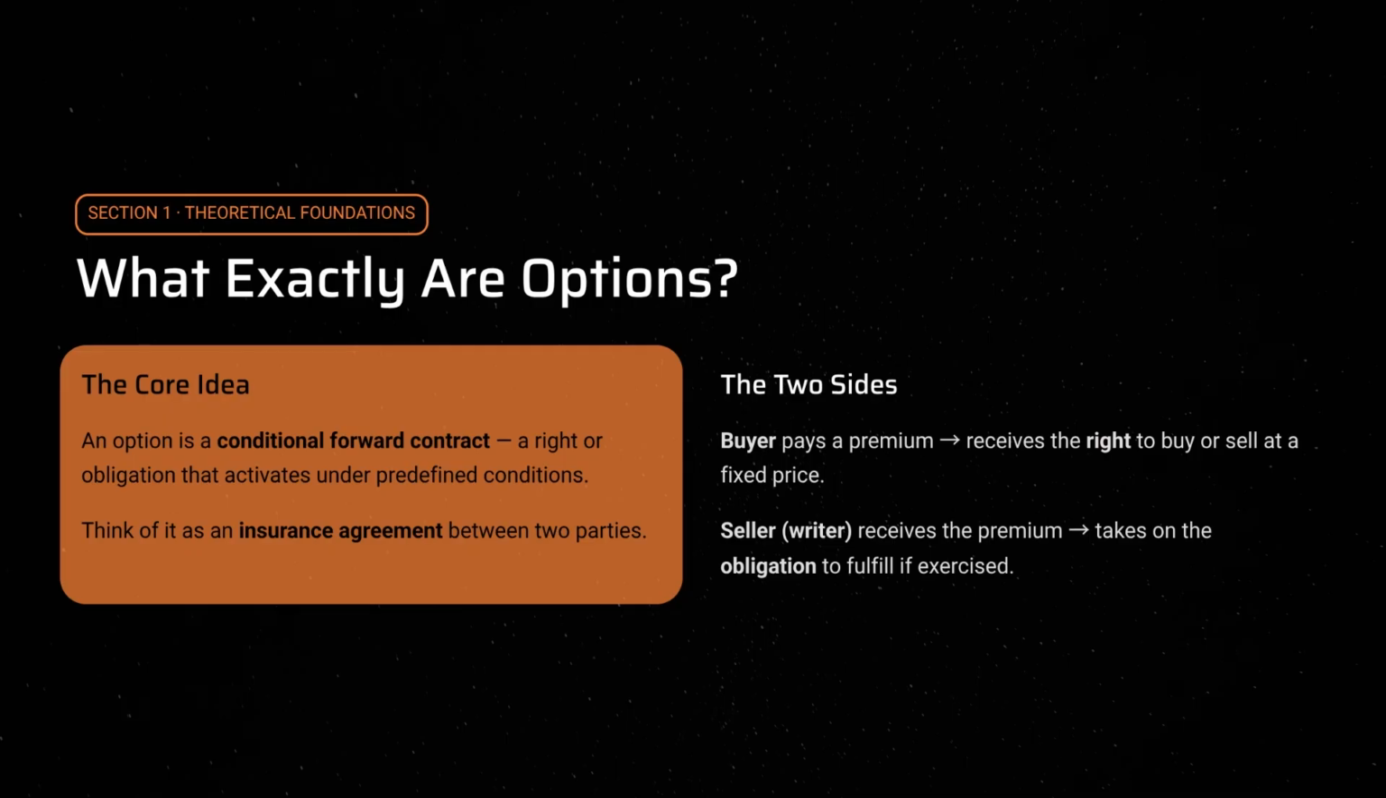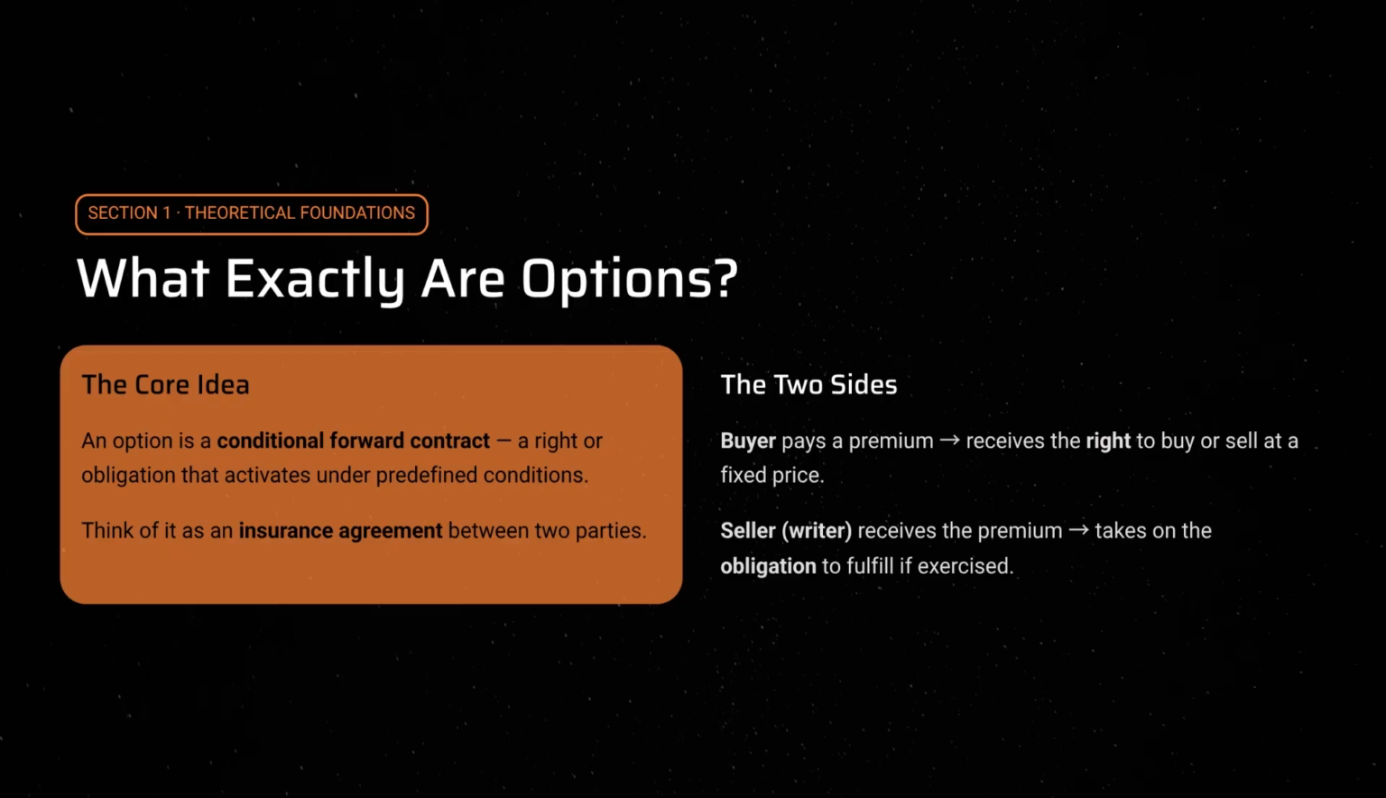An option is what we call a conditional forward contract. This means it involves either a right or an obligation that only becomes effective under certain predefined conditions. At its core, an option functions much like an insurance agreement between two parties. The buyer of the option pays a premium.